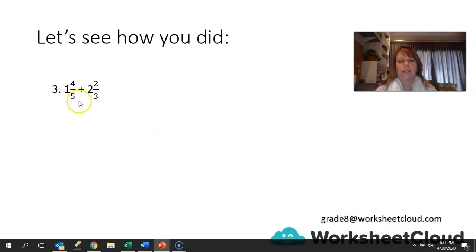Okay, here we have mixed numbers. So we're going to first do it in the way that we use the whole numbers first, and then we will work with the fractions. So have a look. I've done 1 plus 2 is 3. I now find a common denominator, which is 15. 5 times 3 is 15, so 4 times 3 is 12. 3 times 5 is 15 on this side, so 2 times 5 is 10. Now we have like denominators, add them together. We're going to end up with 3 and 22 over 15.